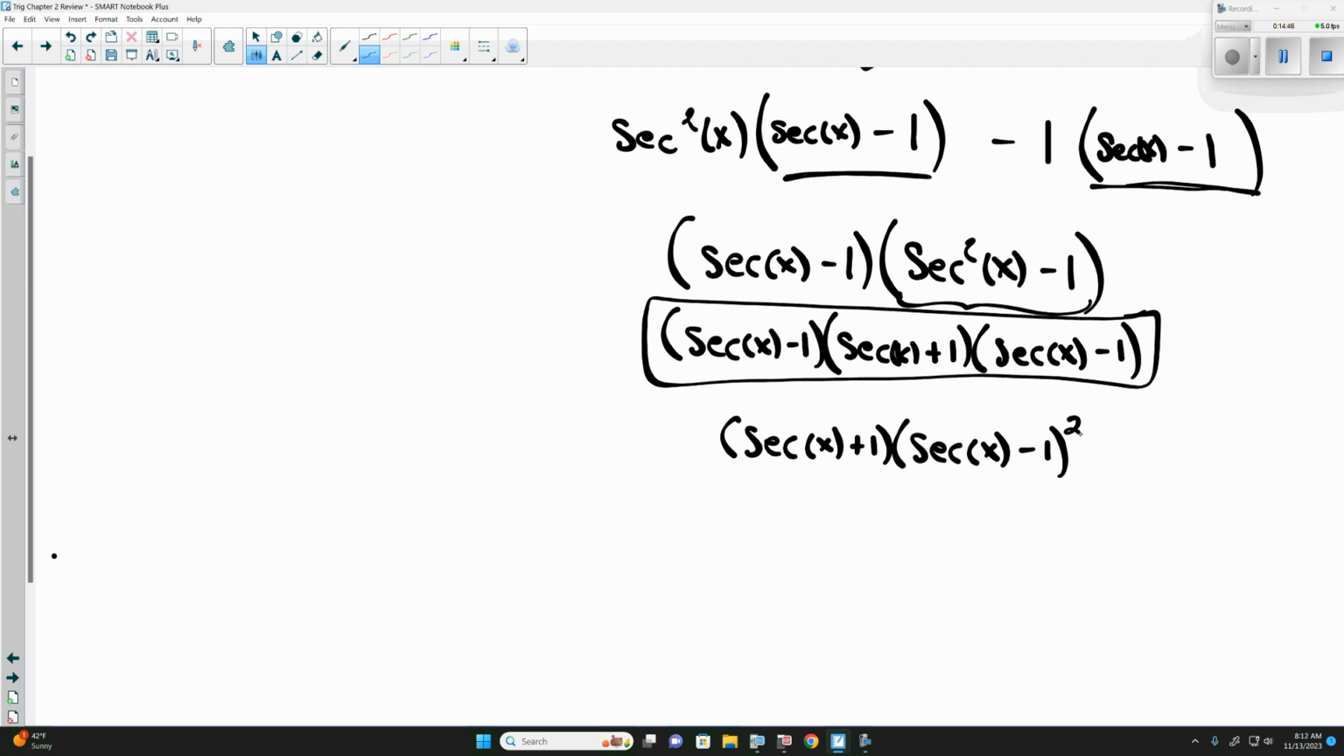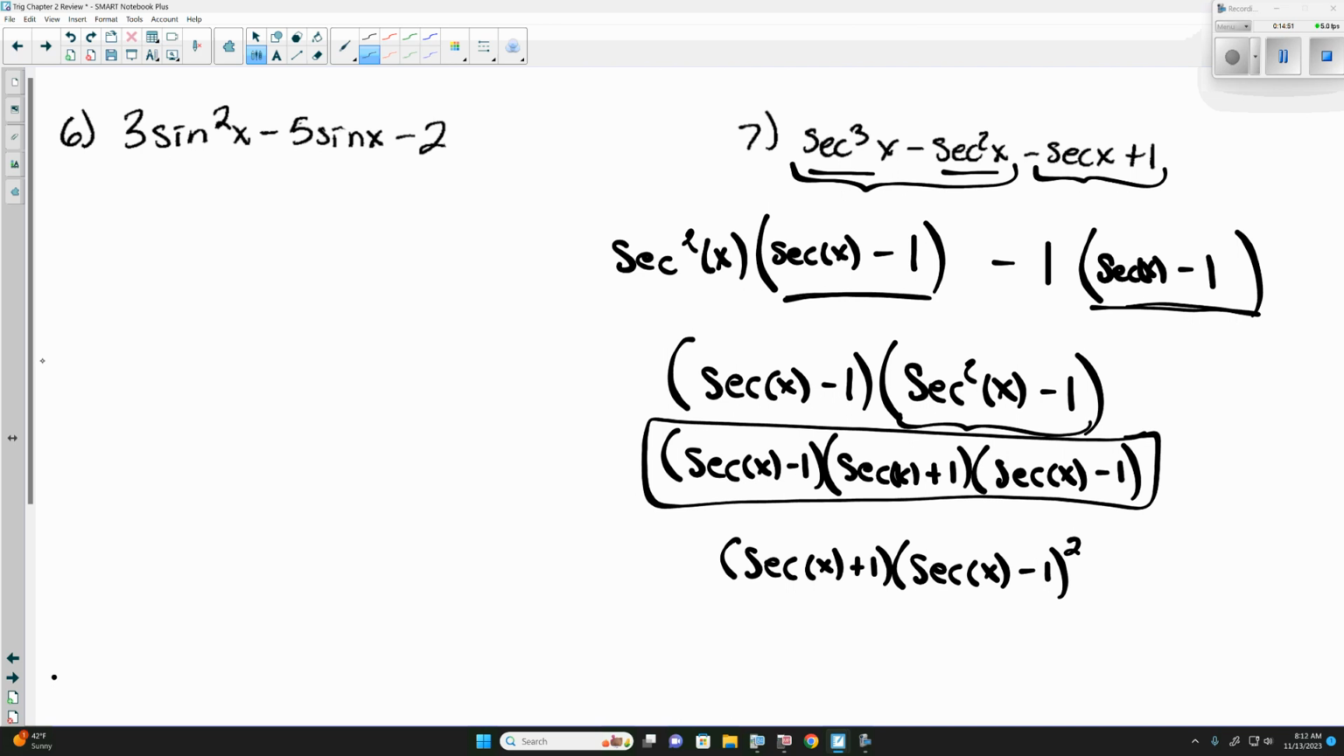Questions on either one of our factoring? Are we ready for the next one?